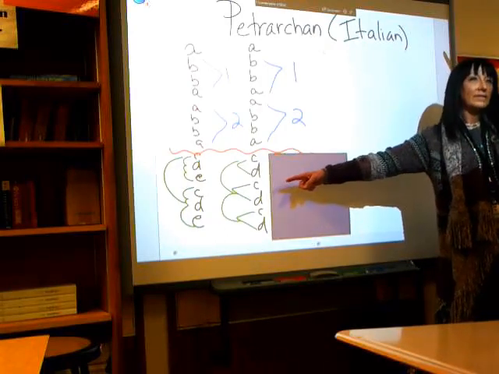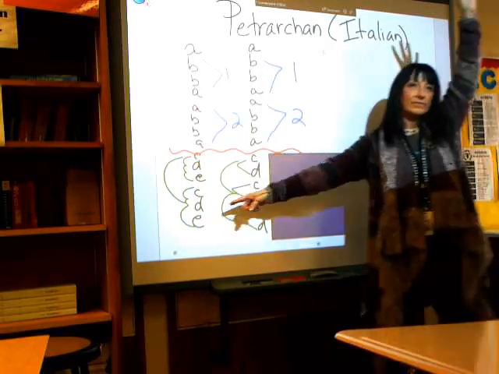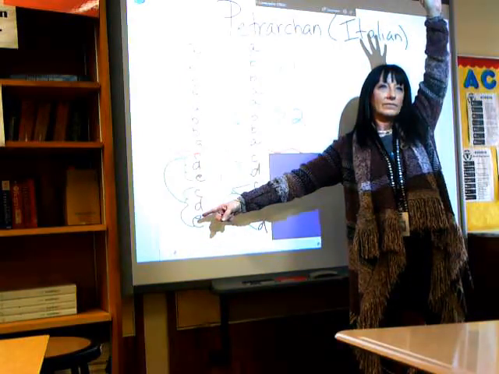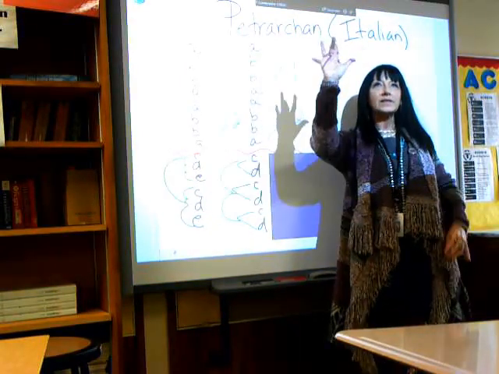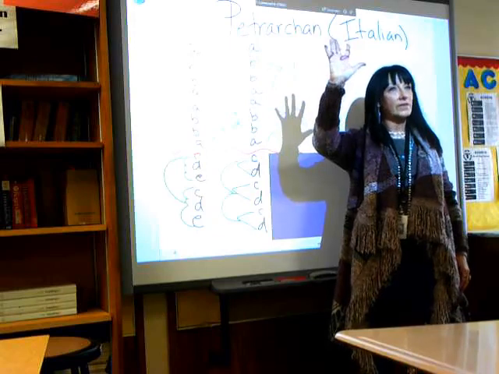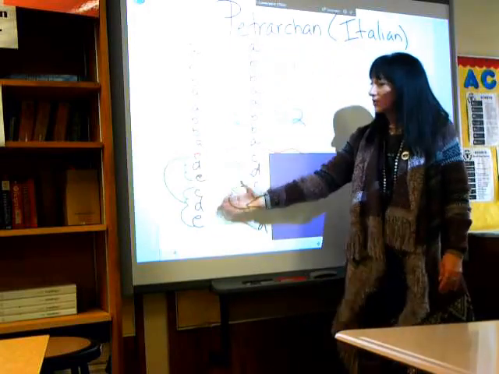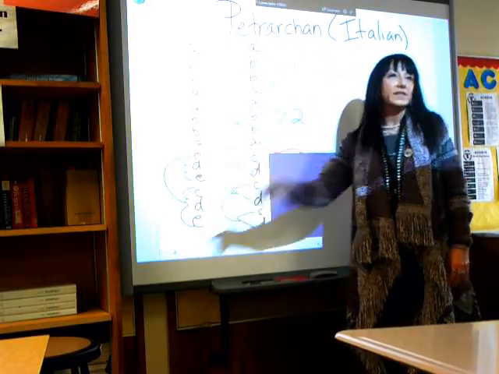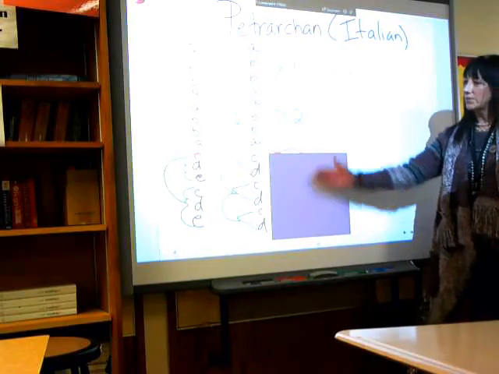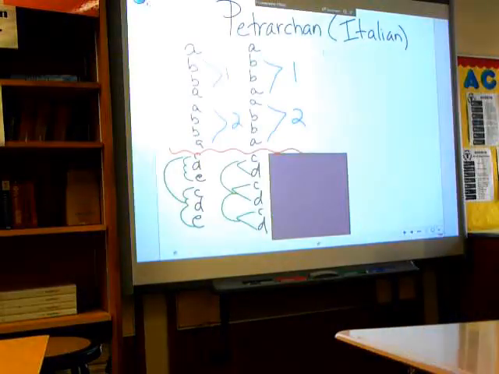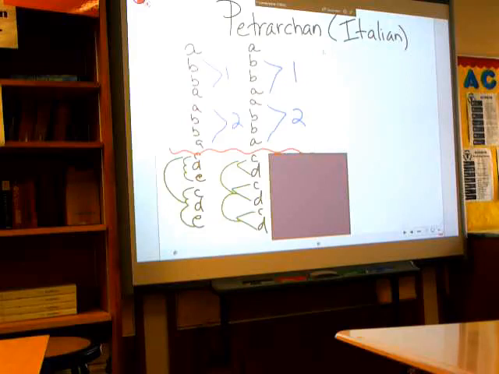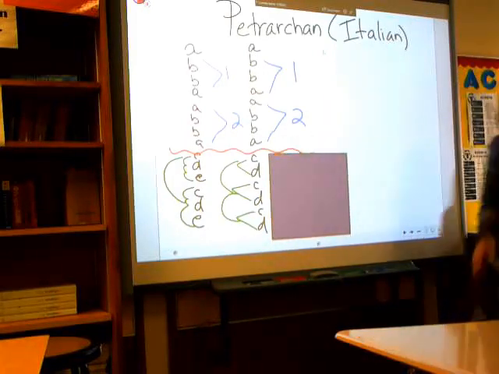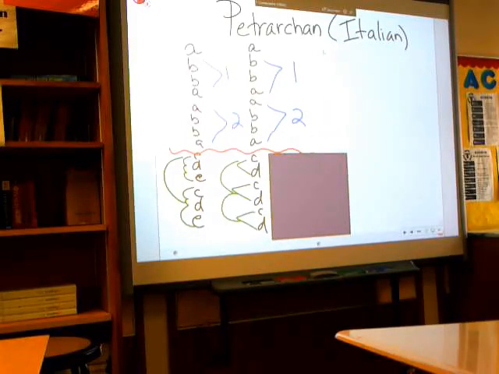Oh, 2, 6. A, B, C, D, E, 5. Right? So in some versions, Petrarchan sonnets have 5 rhymes, and in some versions they have 4. Now then, look at how much more restricted your options are than from a Shakespearean sonnet, when you can have 7 rhyming sounds versus only 4.